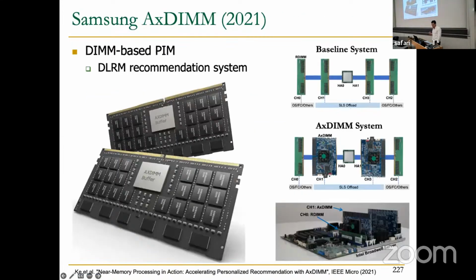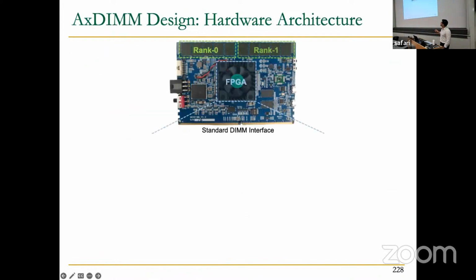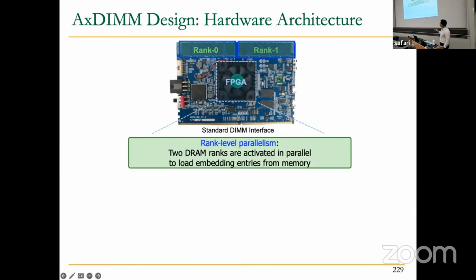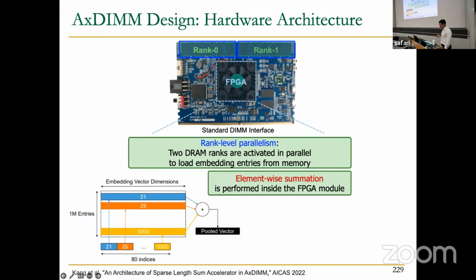In the interest of time, I'm not going to cover in so much detail how this works. Basically, they have this FPGA-based framework, and this is the DIMM itself. Inside the DIMM, they have this custom fabric in this FPGA, and they have 2 ranks. They are going to use this FPGA to implement some logic to accelerate recommendation systems. The key operation that they are going to accelerate in their recommendation systems is element-wise summation for the target recommendation application.